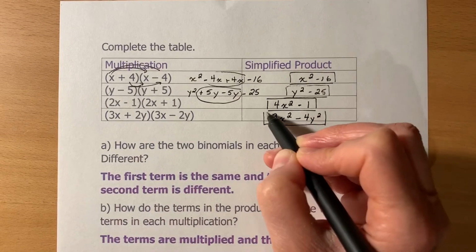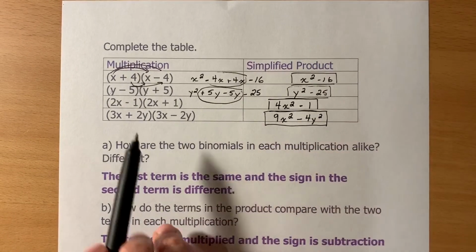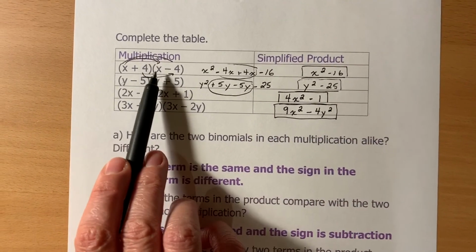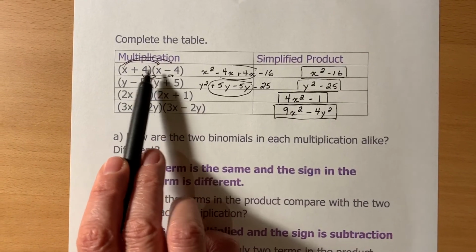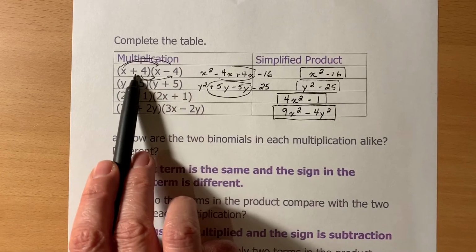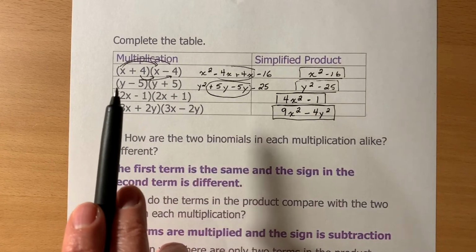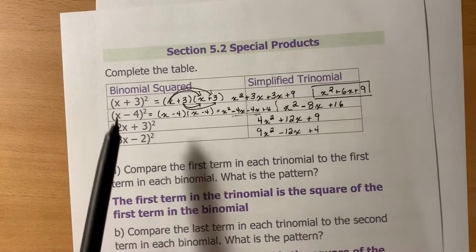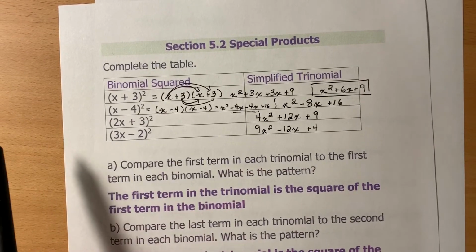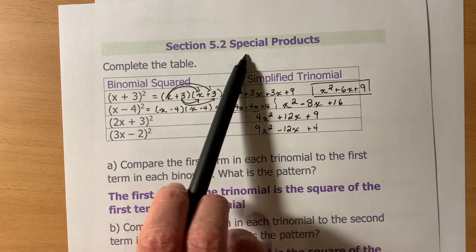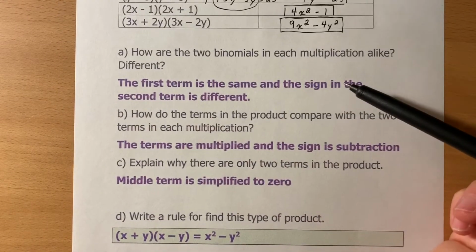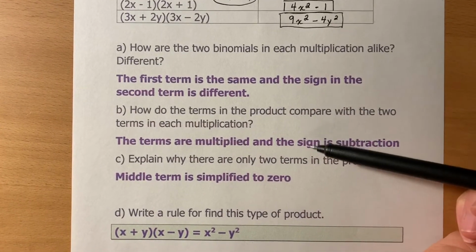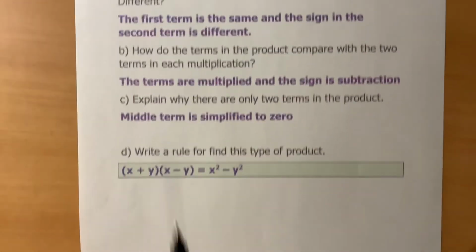Now this only works for the special product. So if it looks like this, the first number is the same, the second number is the same other than the sign, so that they have opposite signs, or like we had in the beginning, right? Where you have a binomial squared. Anything else is not a special product, okay? So here it just kind of summarizes the pattern. And again, here's a rule.